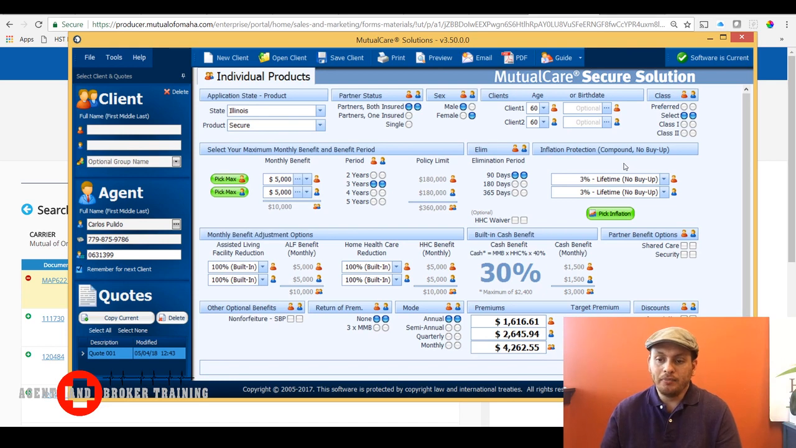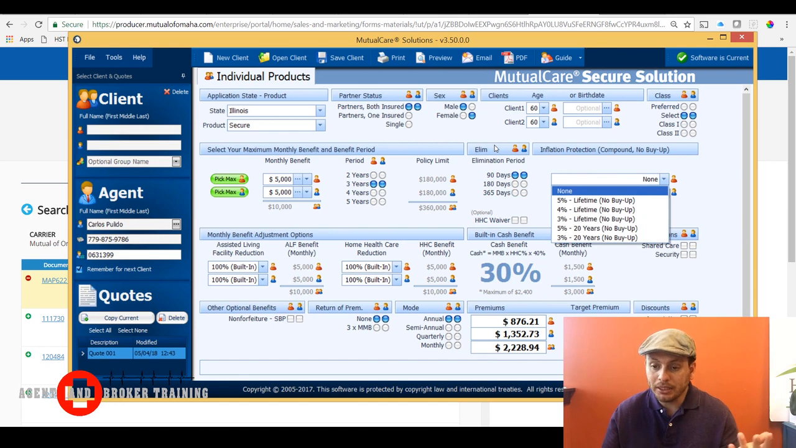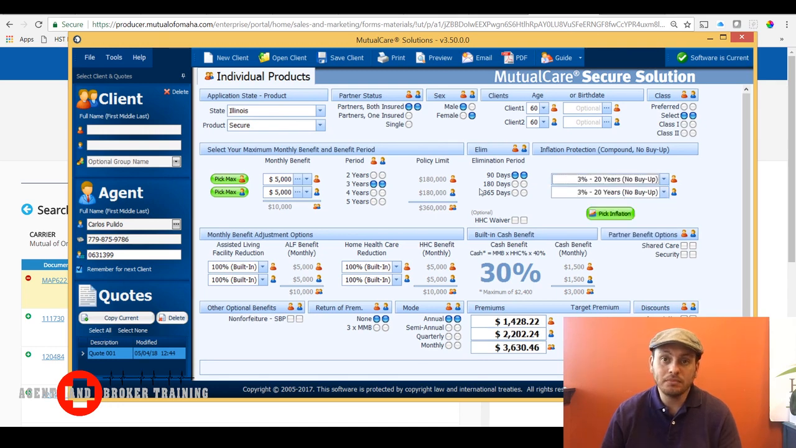Okay. Now, obviously, inflation. We don't have to have inflation protection, but it's always a good idea. Obviously, they're 65 now. They may not need long-term care for another 20 years. You're always going to want to do some sort of inflation protection, because I think right now, let's say the average cost of long-term care is $250,000 for a 3-year period. In 20 years, it might be $750,000. So you definitely want to do some inflation protection. So 3% for the next 20 years is decent, not that bad.